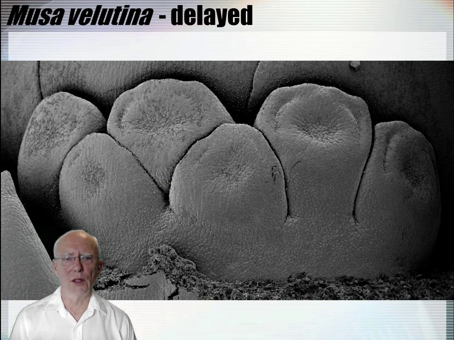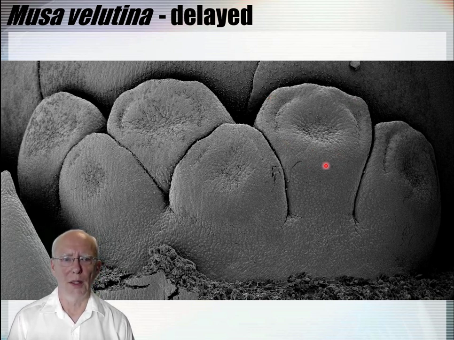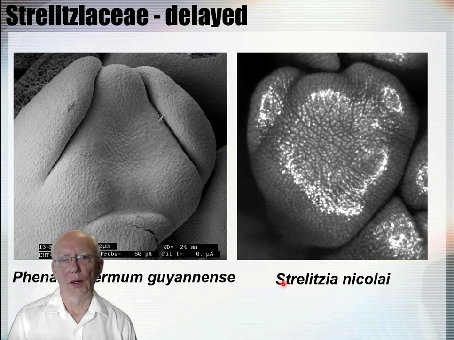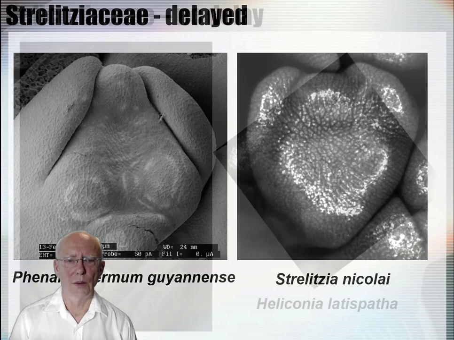We find the same thing in the Musaceae. Here we have the first two sepals formed, and the third sepal has not formed at this time, and in fact will remain smaller for the early stages of development. The same thing is found in the Strelitziaceae. Here's Phenakospermum with the first, second, and third sepal delayed. And the same in Strelitzia nicolai. This is the first sepal, the second, and the third. Again, the third sepal is delayed in its formation.